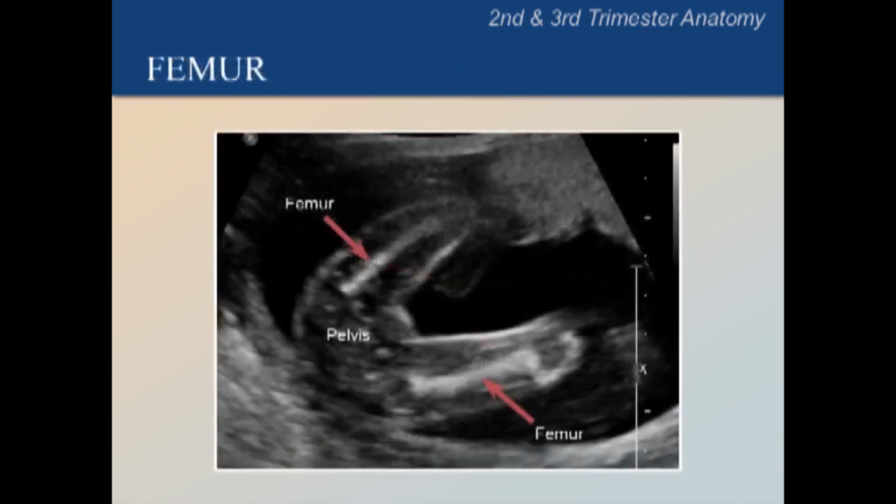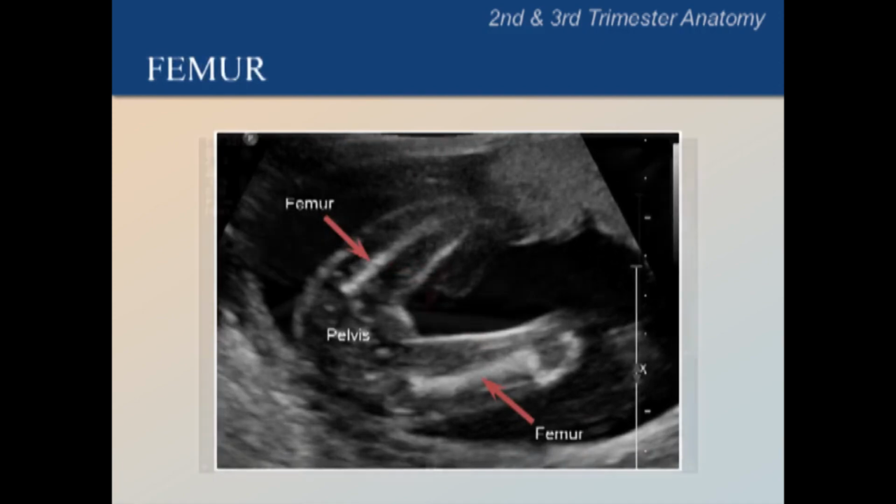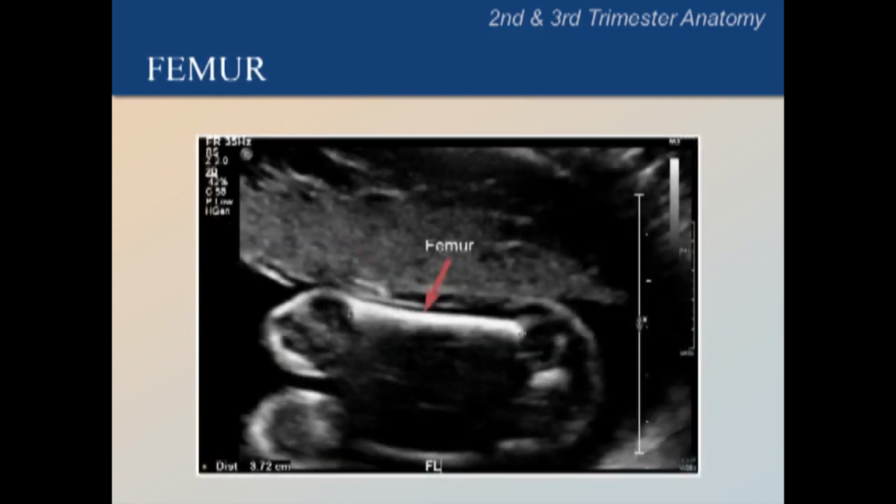Here's a view of the pelvis and the thighs containing just one bone in each extremity, which is called the femur. Notice that there is no second bone next to the femur. If you see a second bone, you are not looking at the femur. In the next lecture, you will learn how to measure the femur to determine gestational age.